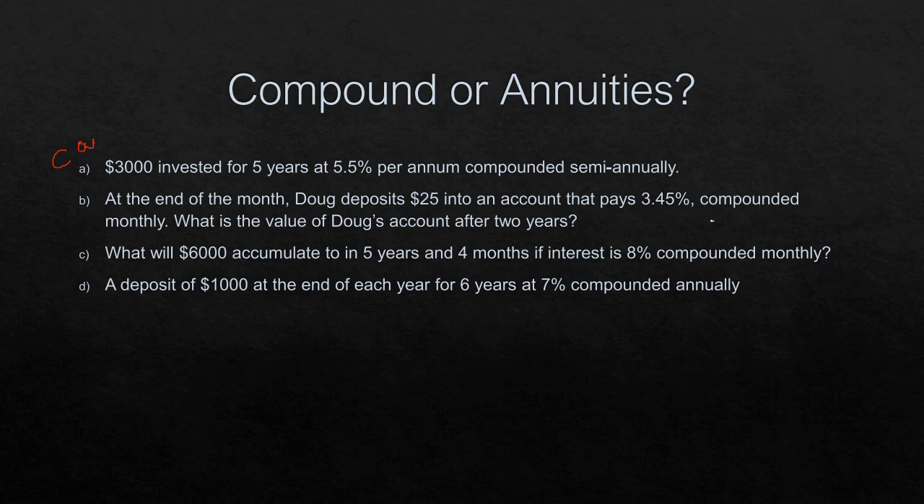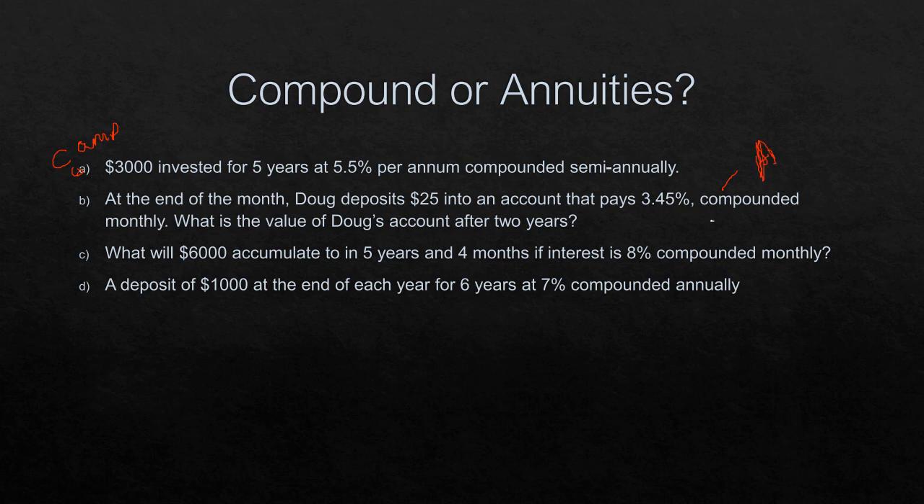This one's compound. Now it says at the end of the month, Doug deposits $25 into an account. So he does this at the end of each month. It pays 3.45% compounded monthly. What is the value of his account after 2 years? So because he's depositing at the end of the month, that means he's depositing a payment, right? He's doing it more than once. He's not just depositing $25 for 2 years. It's at the end of each month. So this is an annuity question. I'm just going to say A.